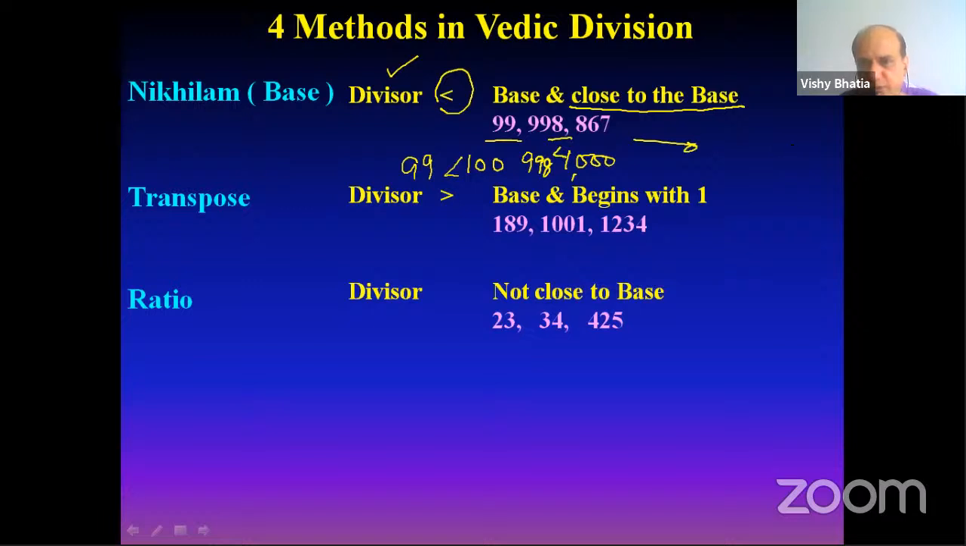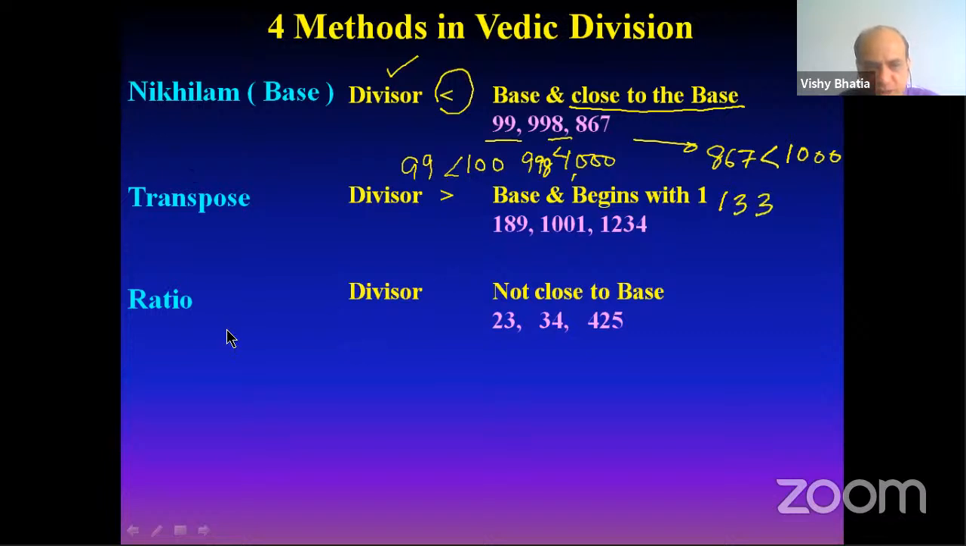867 is also relatively close to a base. My base is 1000. My divisor is 867, less than the base. And if you look at the deficit, 9 minus 8 is 1, 9 minus 6 is 3, and 10 minus 7 is 3. I'll come back to this later.